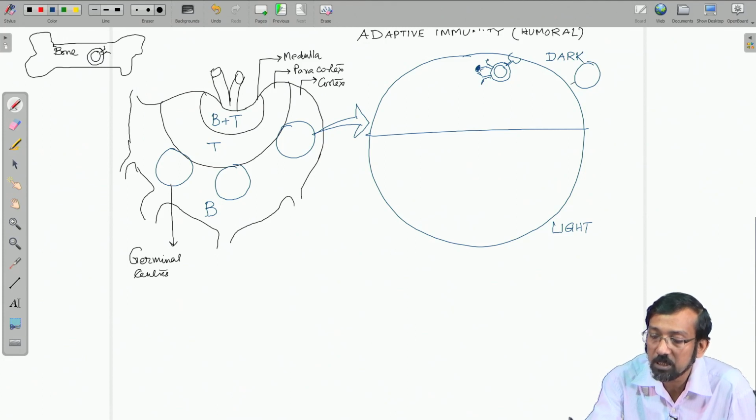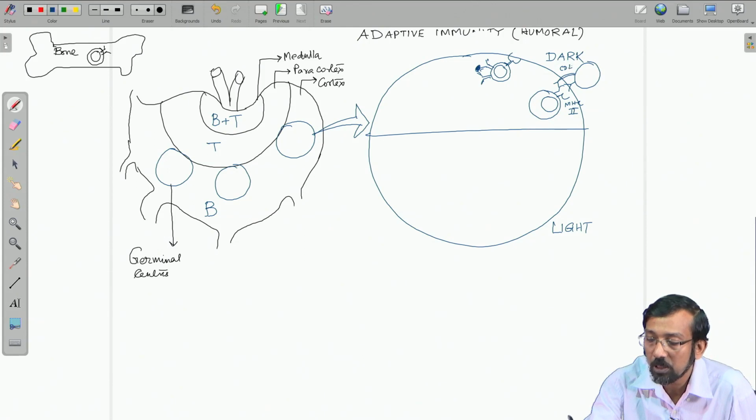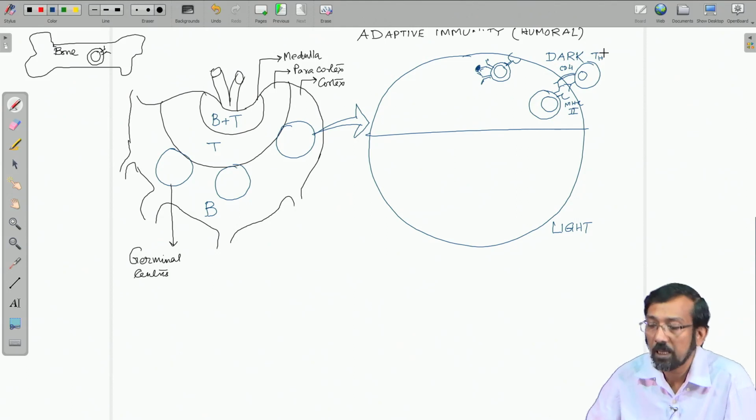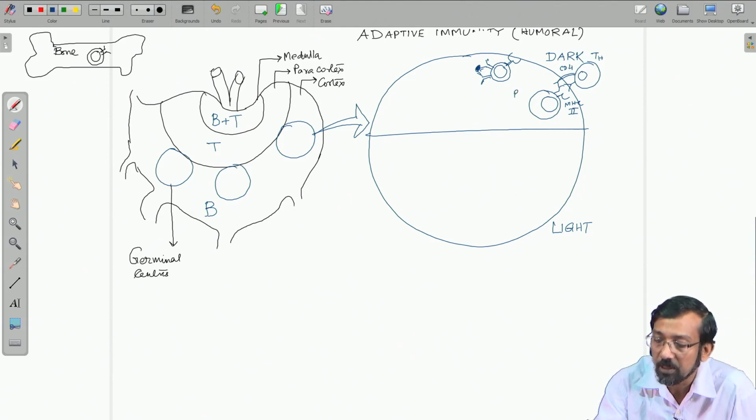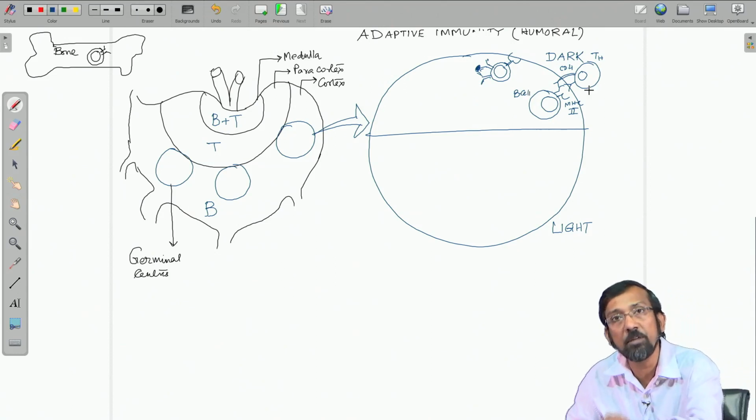So, the T helper cells interact with the T cell receptor and of course, with the CD4. They interact with the B cell which expresses the MHC class 2 on their surface, and this CD4 interaction, this is a T helper cell and this is a B cell. Let us look into this interaction more carefully, because this interaction is very vital.